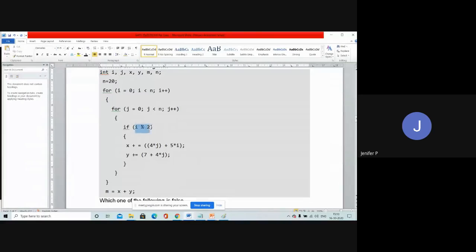I mod 2, can we move anything up? No. Because I mod 2 will vary.